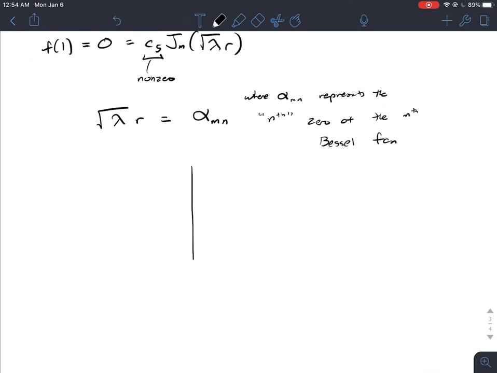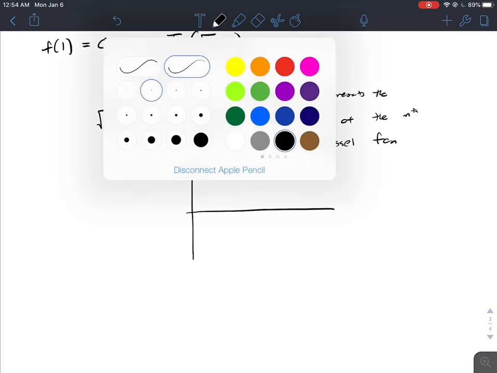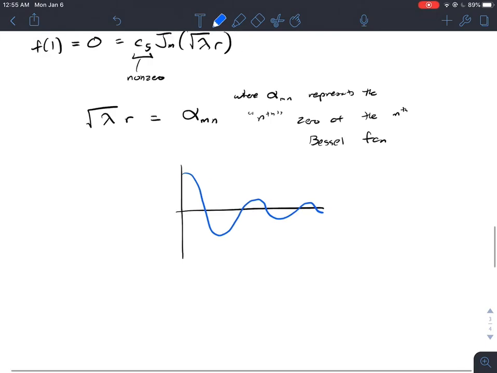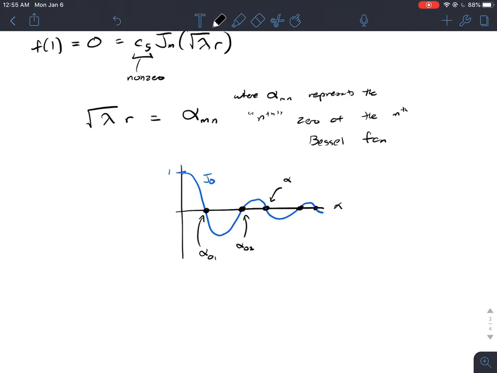So I'm going to draw J_m again, but I'm going to draw J_0 specifically. Okay? So this is going to represent J_0, and J_0 is equal to 1 at x equals 0. So this is the x-axis. Each zero that we're referring to is what I'm pointing at right now. This zero right here would correspond to alpha_01. This zero will correspond to alpha_02, alpha_03, alpha_04, and so on and so forth.